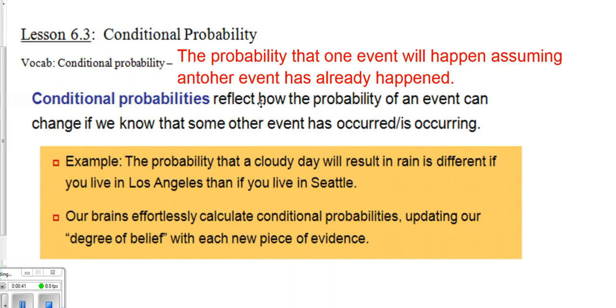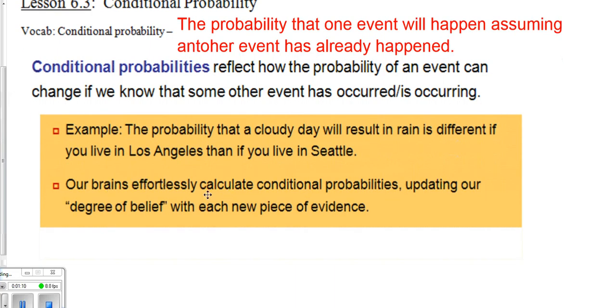Conditional probabilities reflect how the probability of an event can change if we know that some other event has occurred or is occurring. For example, the probability that a cloudy day will result in rain is different if you live in Los Angeles than if you live in Seattle. Okay, they mean something different. Given that you live in Los Angeles or given that you live in Seattle, the probability will change on whether or not a cloudy day means rain.